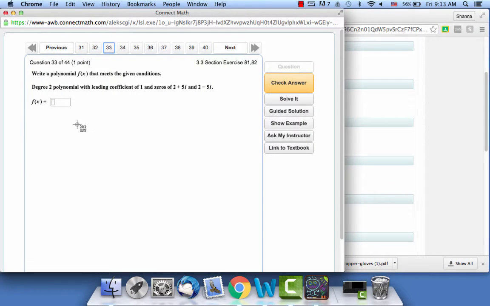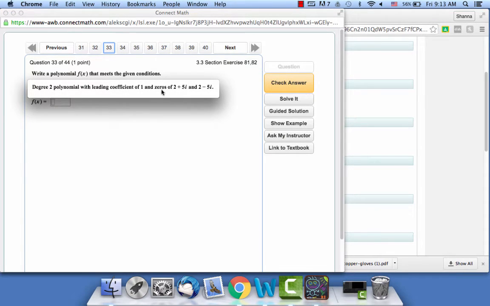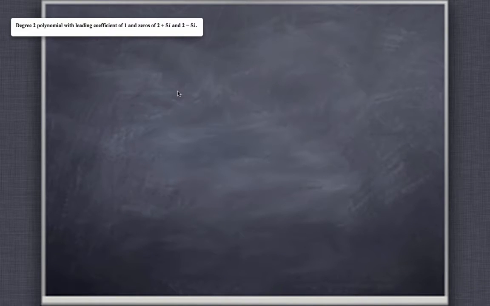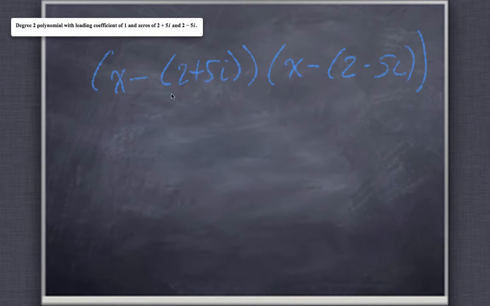Okay, so in this case, it's telling you degree 2, that means it needs to have 2 zeros. The leading coefficient is 1, so we don't have to multiply through by anything at the end. And these are 2 zeros, so those are your only 2 zeros. So we have x minus 2 plus 5i and x minus 2 minus 5i. I'm going to leave it like this and FOIL it, even though I'm going to have more foiling later because I've got this binomial here. So I'm going to do FOIL.